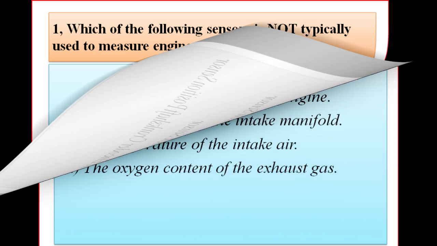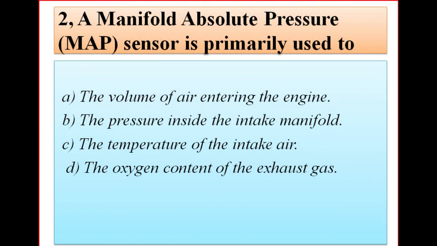2. A manifold absolute pressure, MAP, sensor is primarily used to measure A. The volume of air entering the engine. B. The pressure inside the intake manifold. C. The temperature of the intake air. D. The oxygen content of the exhaust gas.